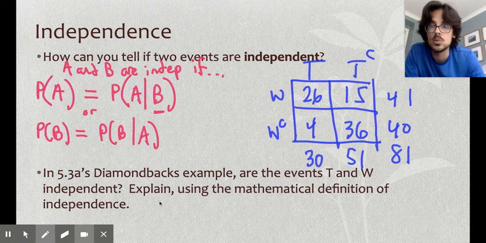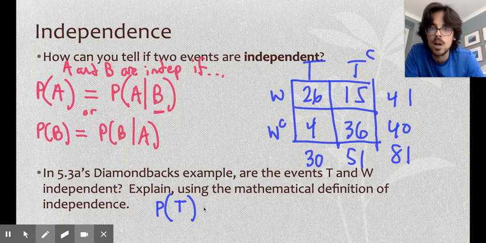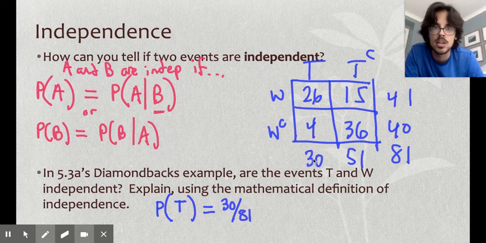So what I will do to verify whether these events are independent is find the probability of one of them. It doesn't matter which way you do it. Let's say I go for the probability of tacos. Probability of tacos is 30 out of 81, based on what I have written down right here. 30 taco games out of 81.